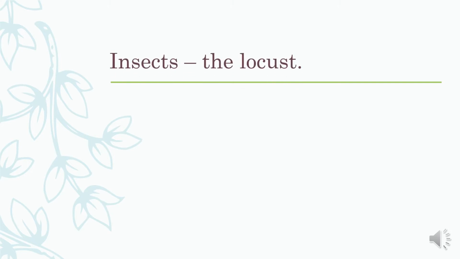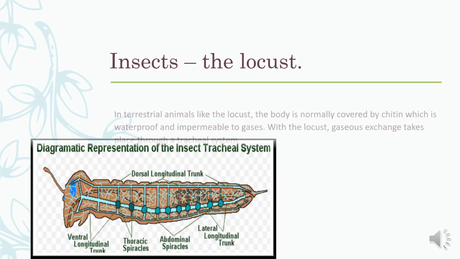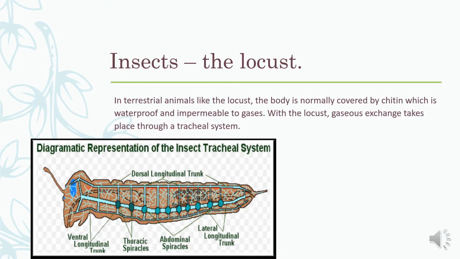Insects. Now, in terrestrial animals like the locust, the body is normally covered with chitin, which is waterproof and impermeable to gases. Now, with the locust, gaseous exchange takes place through a tracheal system. Now, as you can see there on the picture, you'll see the tracheal system there.